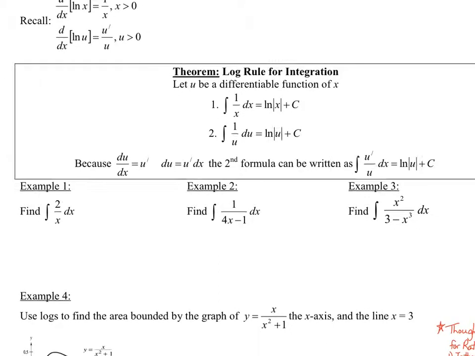So just to illustrate this a little bit, if I have the integral of 2 over x, you guys know we could rewrite that with the 2 outside. That's 2 times the integral of 1 over x dx. So that would be 2 ln of absolute value of x plus c.